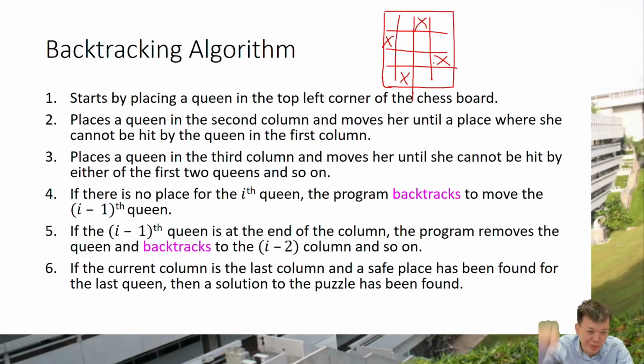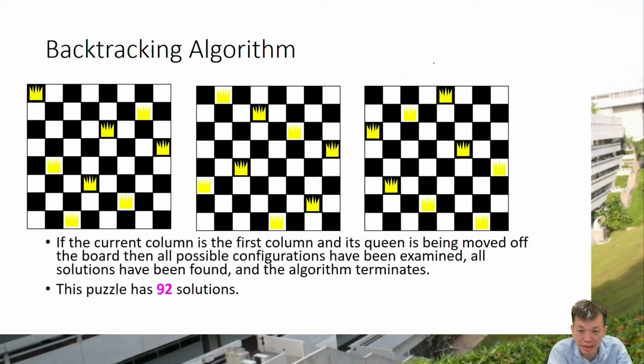Just give me some time to draw. So I simplified to 4 by 4, easy for me to draw out the result. Okay, so that is the backtracking algorithm.